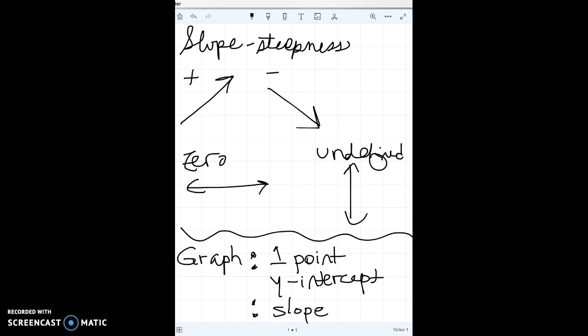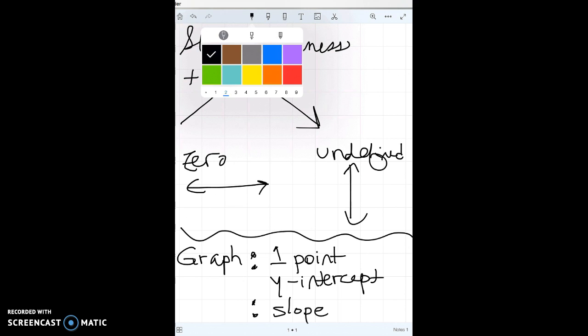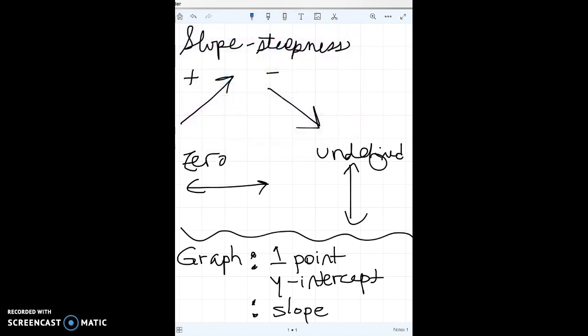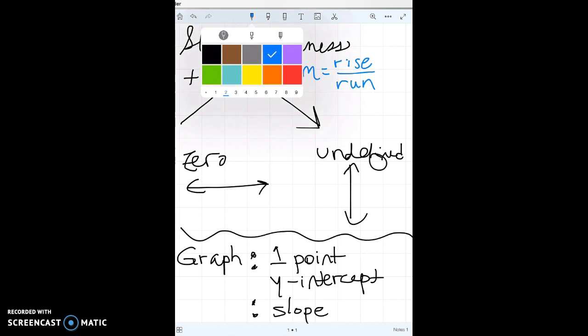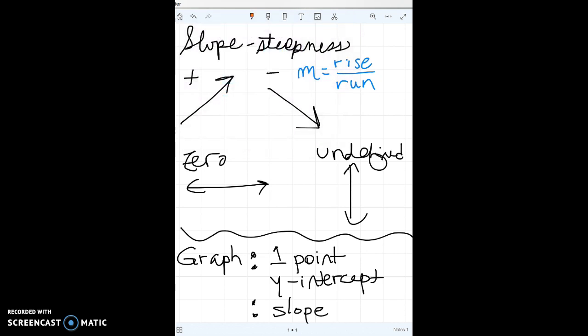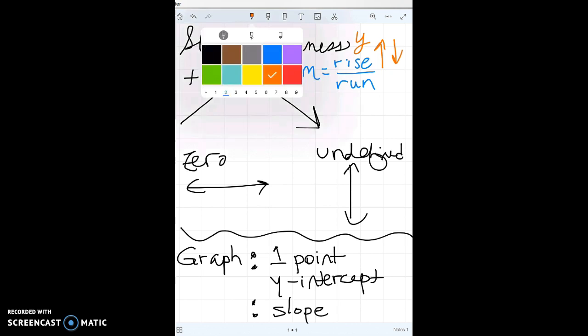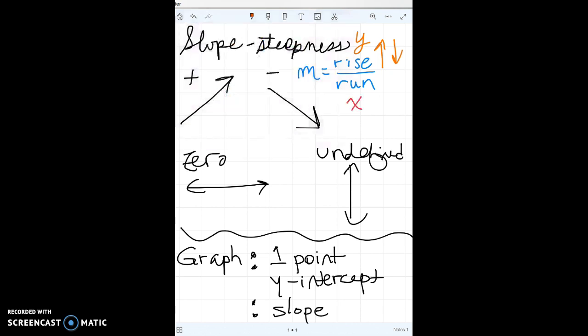So let's talk just a little bit more about slope. Okay, slope, we say, is the rise. We use a little m. Okay, it's the rise over the run. Now, when we talk about the rise, we're talking about the y-axis, and that axis goes up and it goes down. Okay, so your rise is your y, and then your run is your x-axis, and that axis goes right and left. So that slope tells me a ratio between how many I go up or down, and then how many I go right or left to keep on that line.